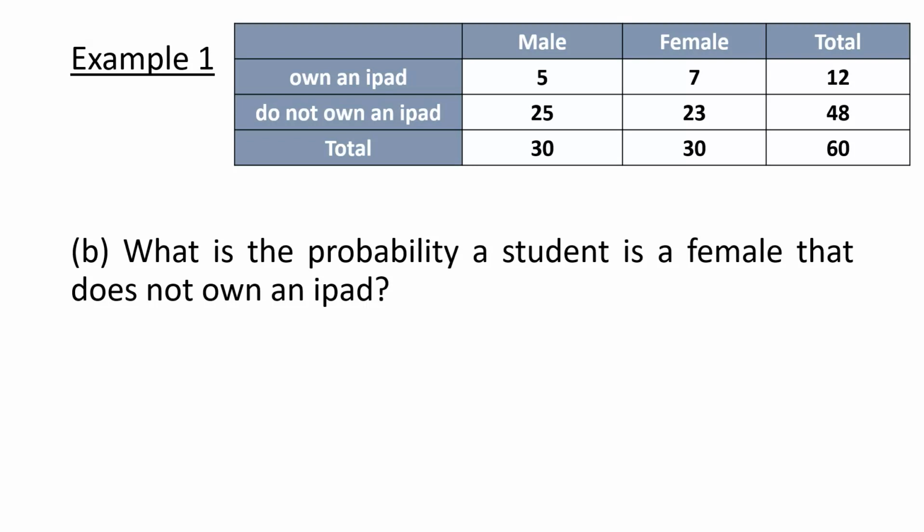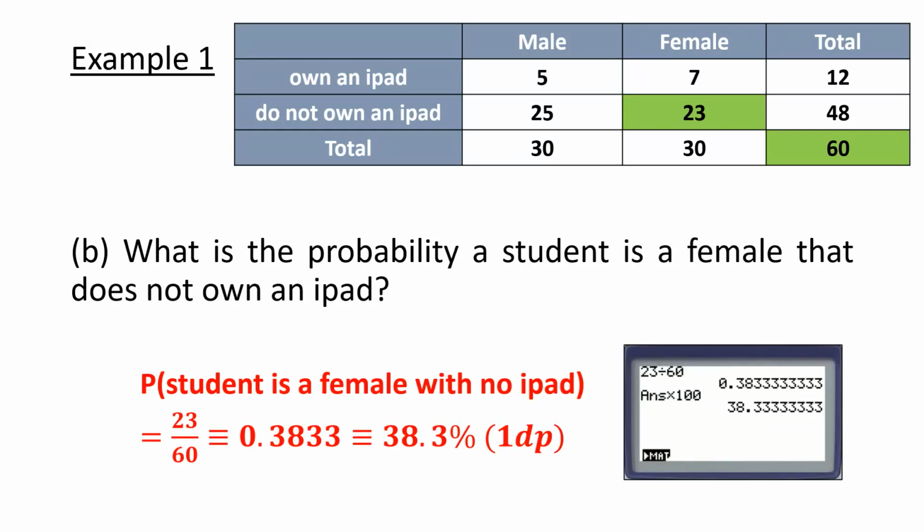Alright, part B, what's the probability a student is a female that does not own an iPad? Well, again, there's 60 students and 23 of them are females that don't own an iPad. So we're going to write it as a fraction, 23 out of 60, or convert it to a decimal or a percentage.